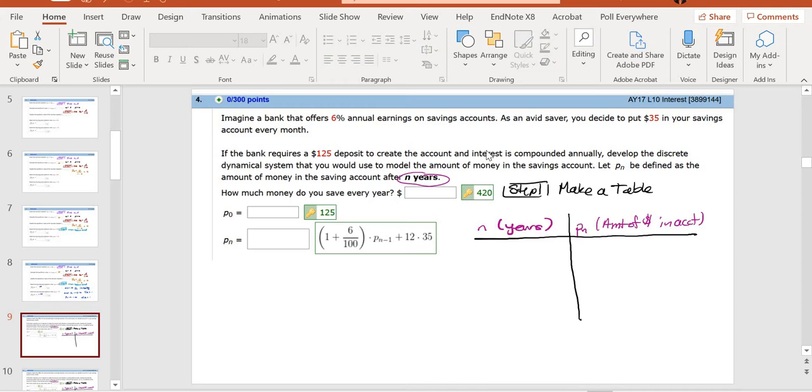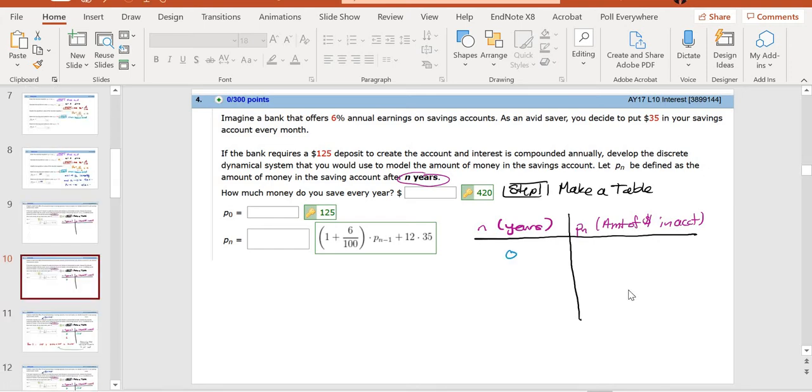Pn is, in this case, they tell you it's defined as the amount of money in the savings account after n years. I just put amount of money in the account. That's actually not good form. You should write amount of money in the account after n years because there's 2 letters here and you need to give a legend to your users of what those 2 columns are. And then start filling in the table.